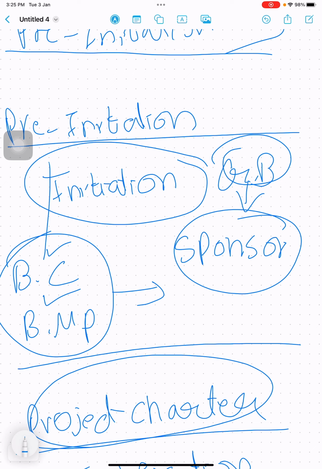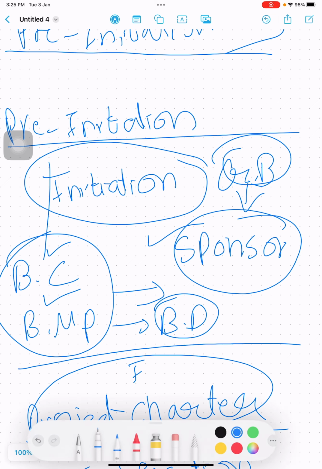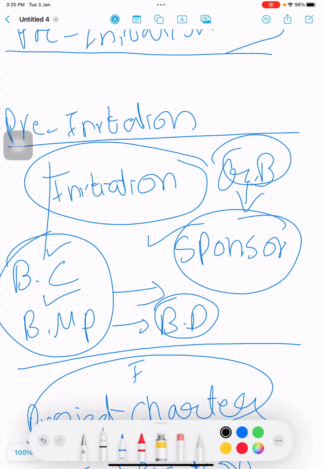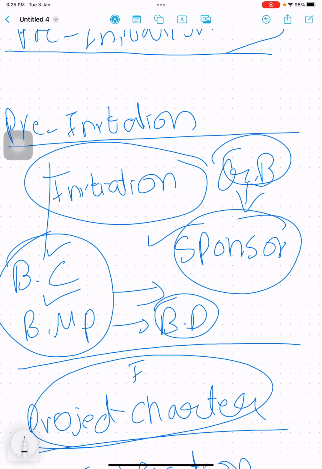Okay, so let's discuss. Yesterday, we ended our discussion at the pre-initiation activities, which were project charter and project management plan. Both of them are business documents, and we discussed it is approved by sponsor. Now, initiation activities. Initiation activities start with the making of a project charter. One more time, project charter is basically made by sponsor.